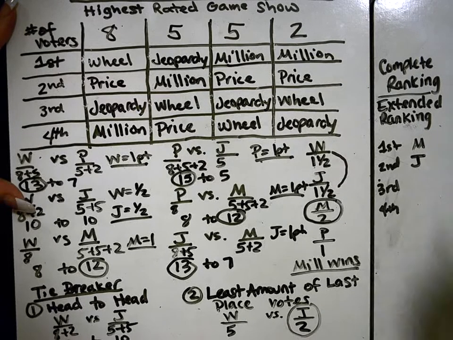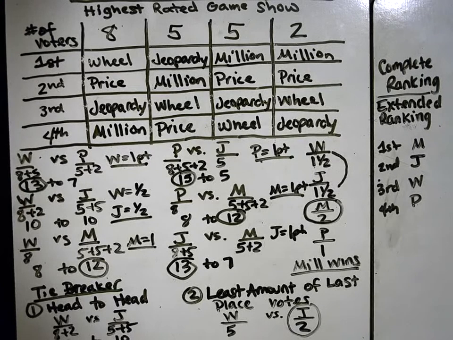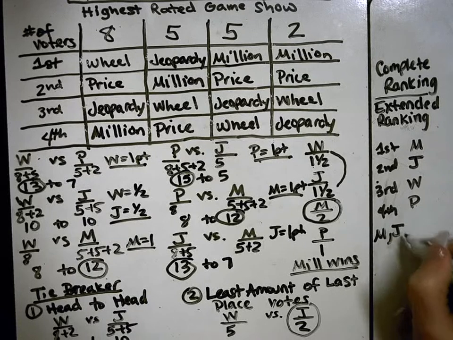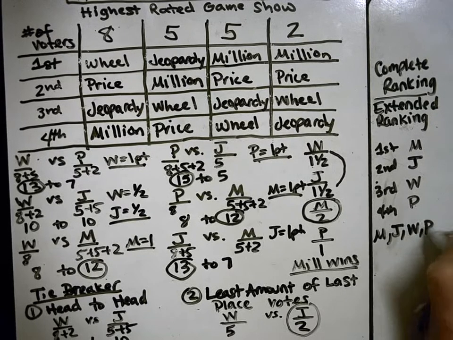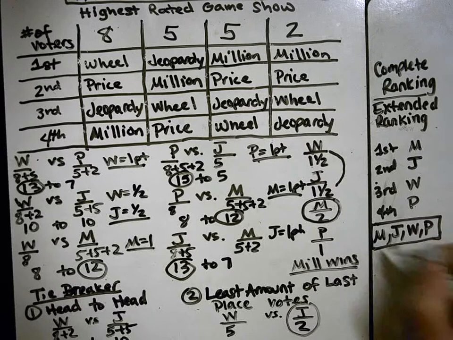Wheel lost the tiebreaker, so they come in third, and then last place is Price. So how we would write this complete ranking is M, J, W, P. That would be the complete ranking for this election.